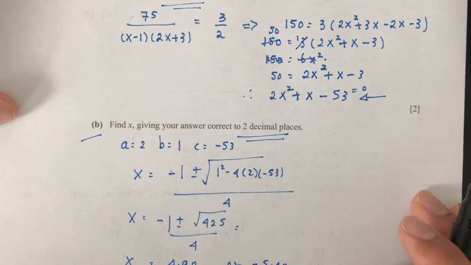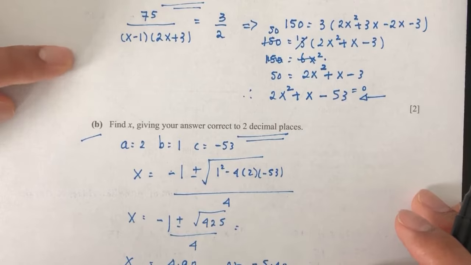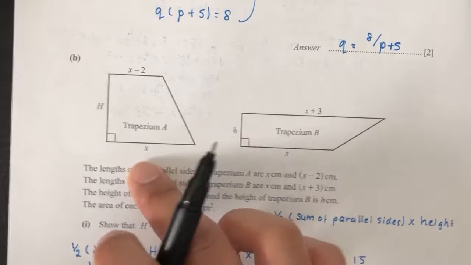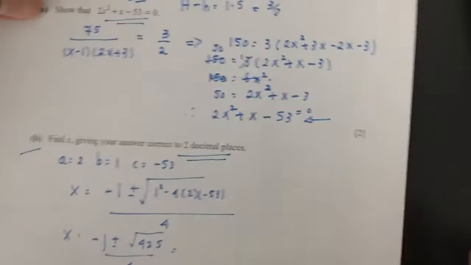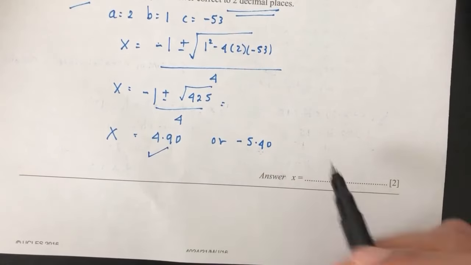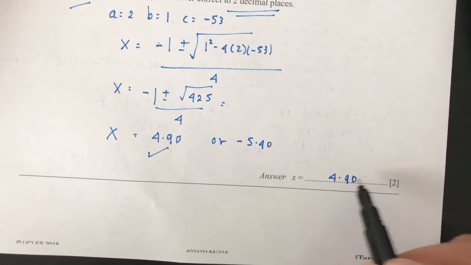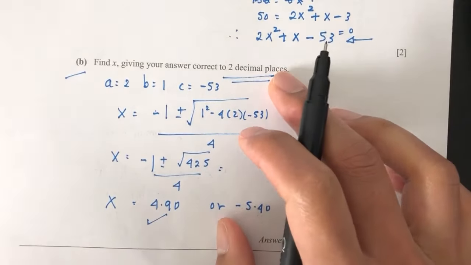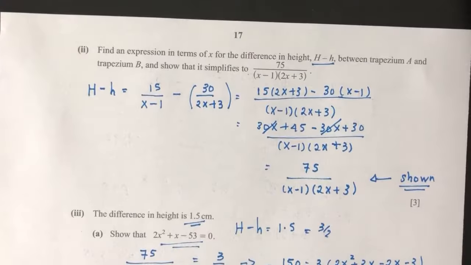So what does x represent? So let's see. x represents a side, so it can only be positive. So the value of x will be this one, which is 4.90, correct to 2 decimal places. And that is question number 8.